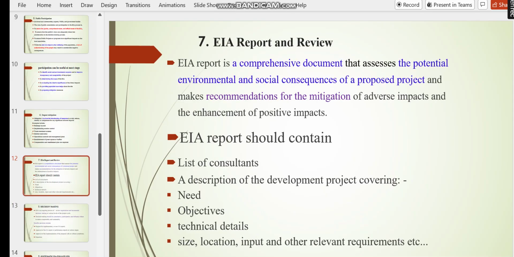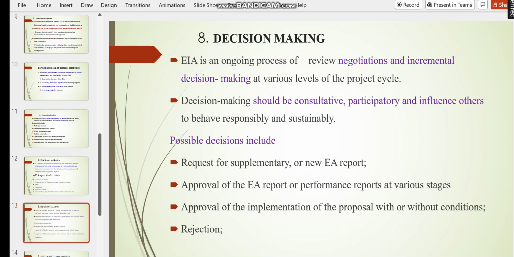The seventh step is report and review. An EIA report is a comprehensive document that assesses the potential environmental and social consequences of the proposed project and makes recommendations for mitigation of adverse impacts and the enhancement of positive impacts. A report should contain a list of consultants, a description of the development project covering need, objectives, technical details, site location, input, and other relevant requirements.